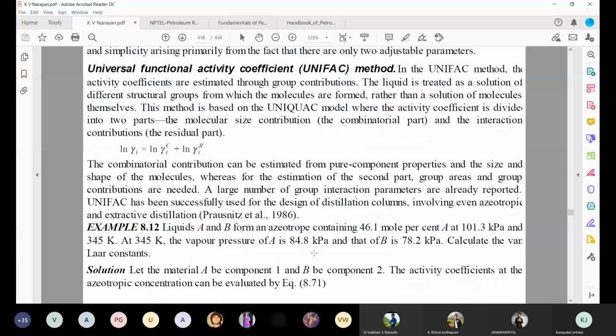Write down this problem, example 8.1. When I show you something, write it down. What is the composition given? Sir, mole fraction. 46.1 mole percent A is given. So what is the x1 value? 0.461. Okay. So can you find out now the value of gamma 1 and gamma 2 for that composition?